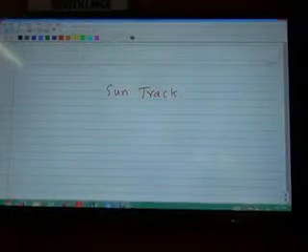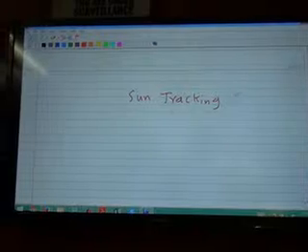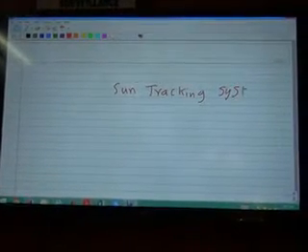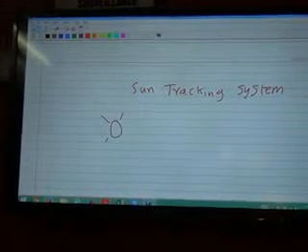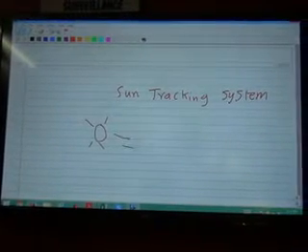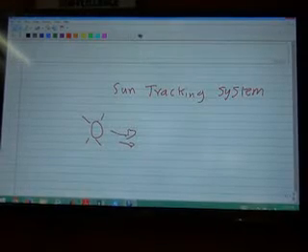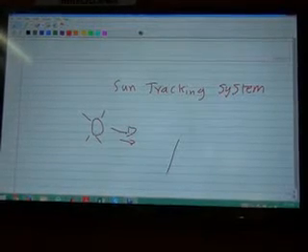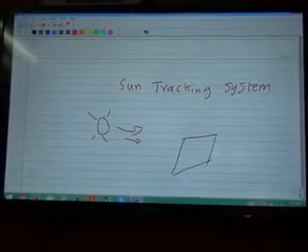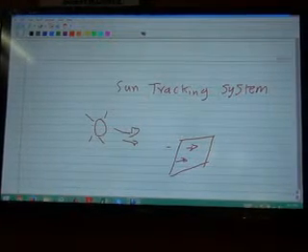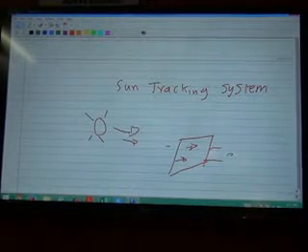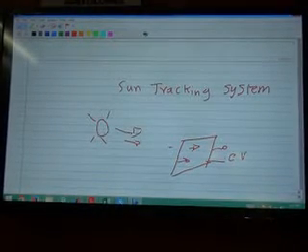A sun tracking system. Now, what is a sun tracking system? It is basically a system which has a source component, which is your sun or solar energy, and a solar panel, which will absorb this energy and convert it into electrical voltage or current.